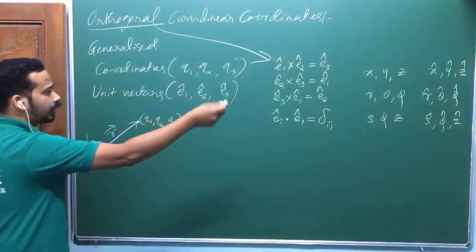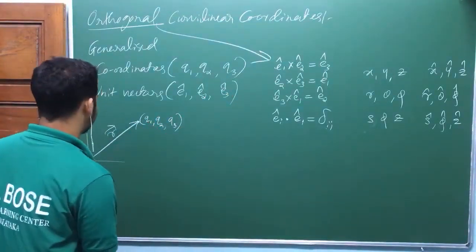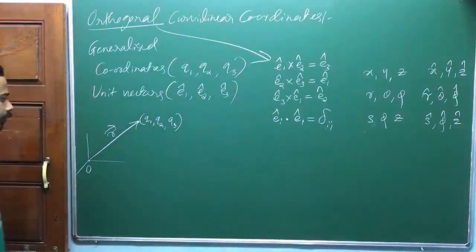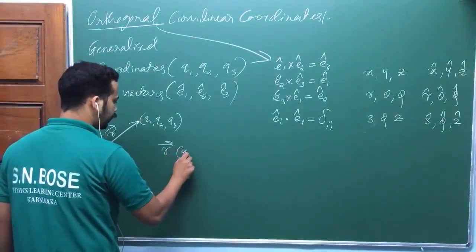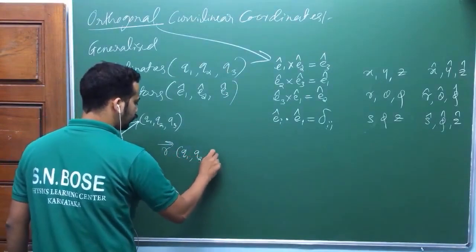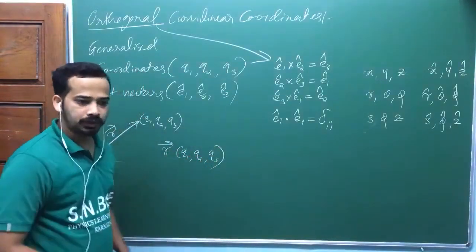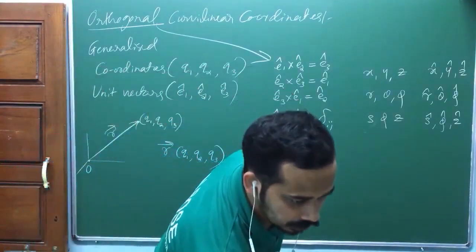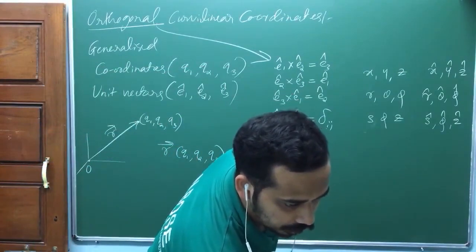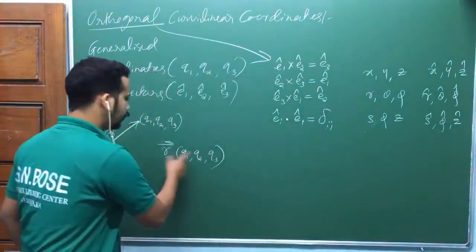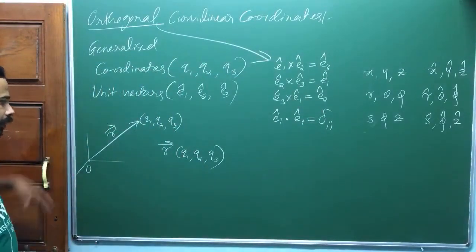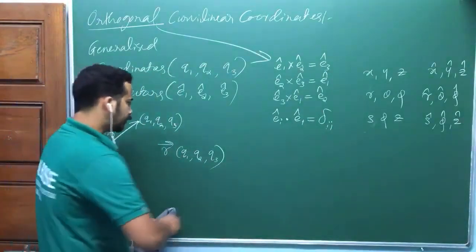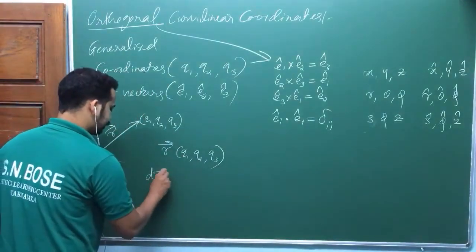Just like x, y, z, r, theta, phi, rho, phi, z, like that. Is that okay? So now one thing should be clear. This r is a function of q1, q2, q3, isn't it? Your position vector from the origin is a function of q1, q2, q3. So can I write like this? Now once you write like this, you can write dr.